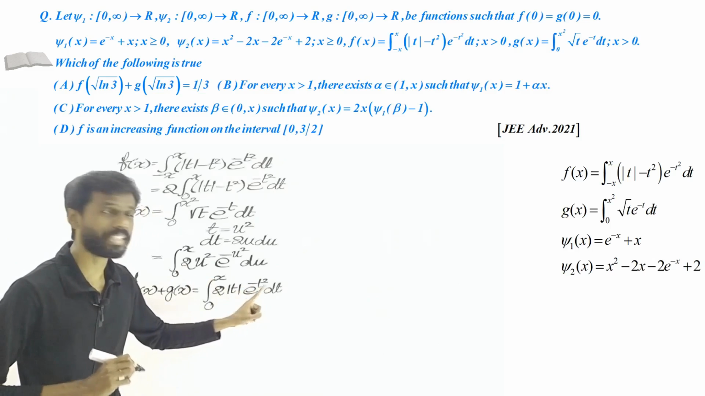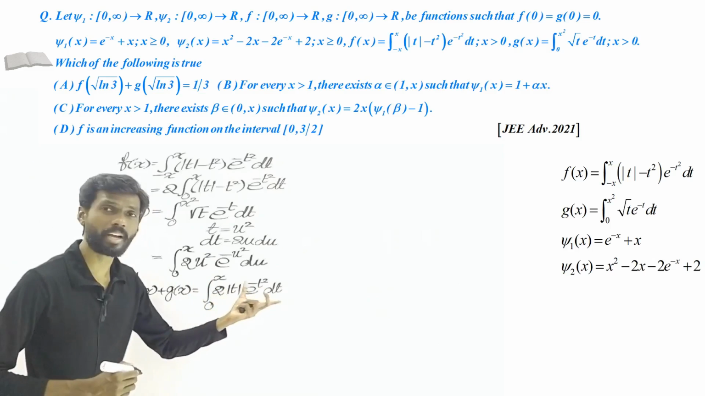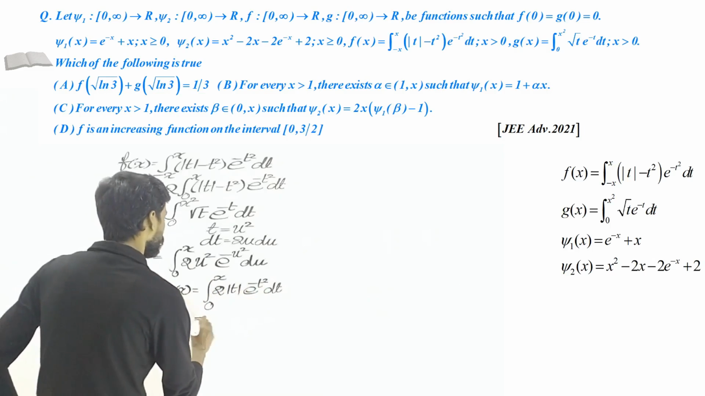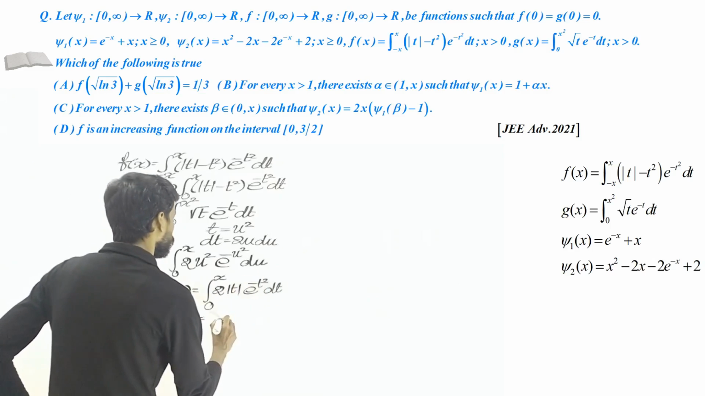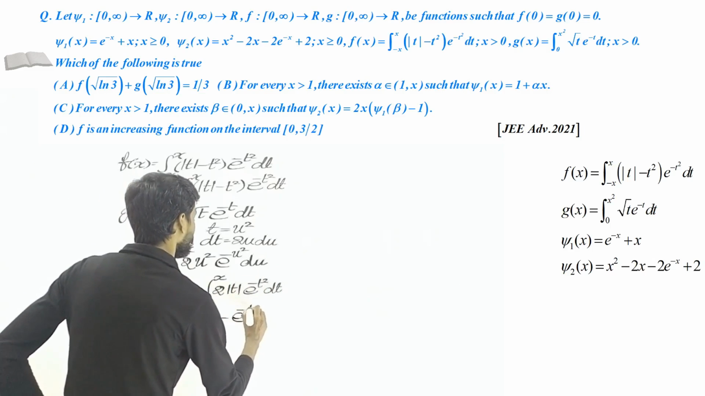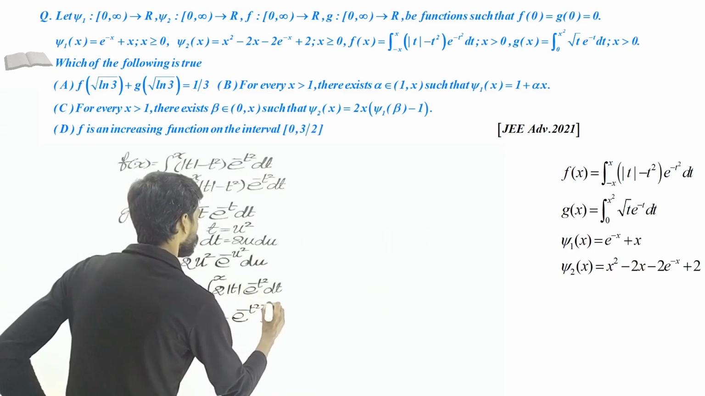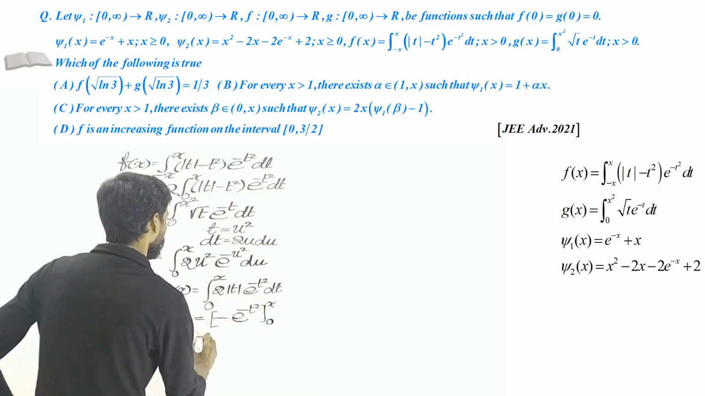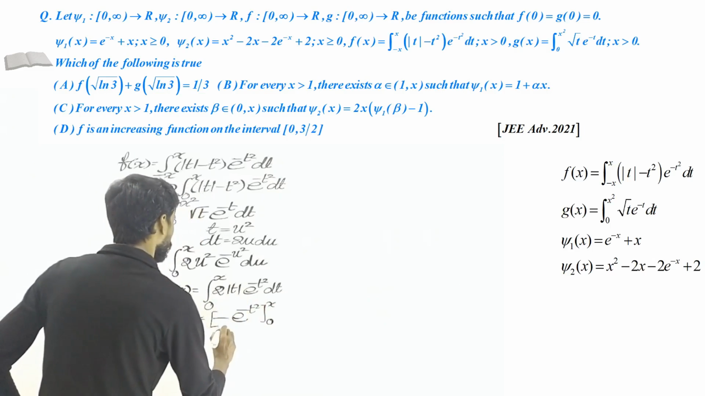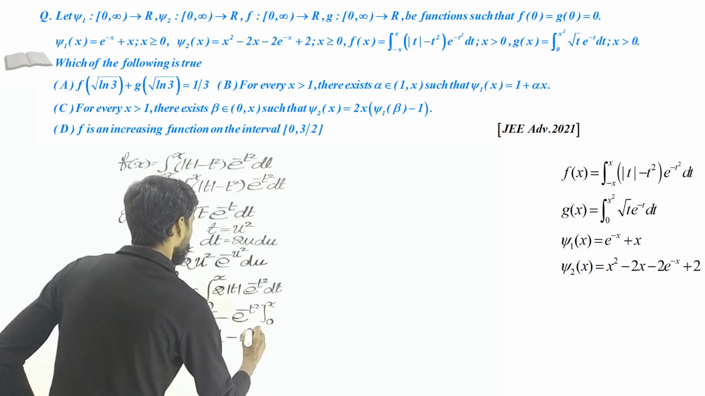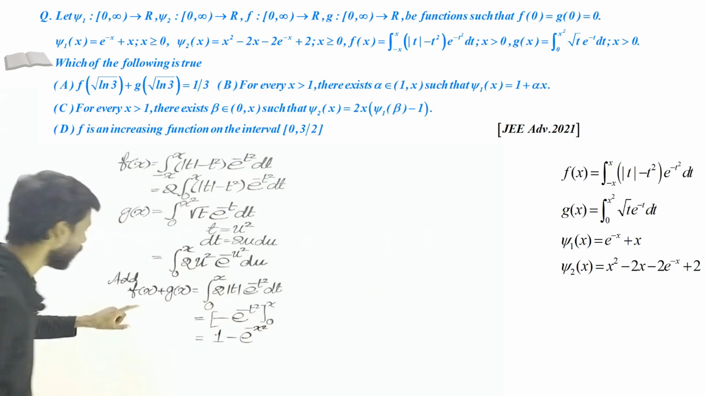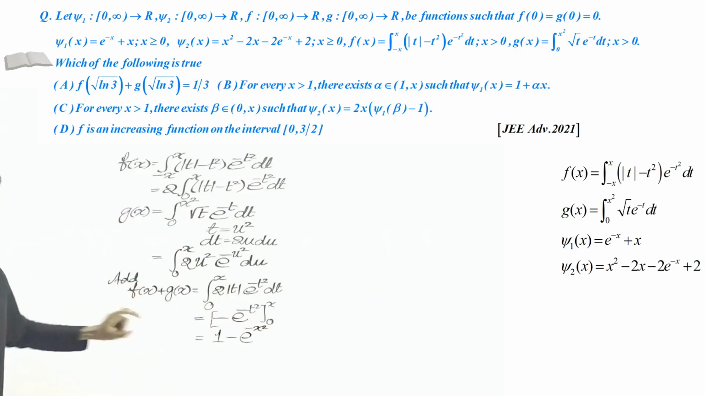So t square is taken as some new variable, its derivative is already there, so the integral of this is directly e to the power minus something, so minus e to the power minus t square. That is from 0 to x. If you substitute the limits, you get 1 minus e to the power minus x square. That is the value of f of x plus g of x, right?